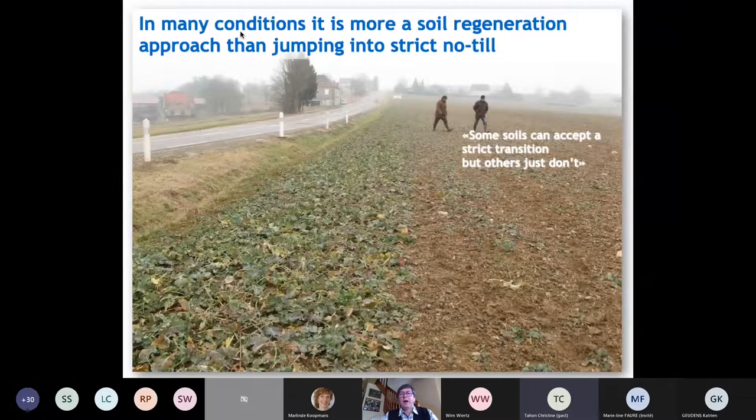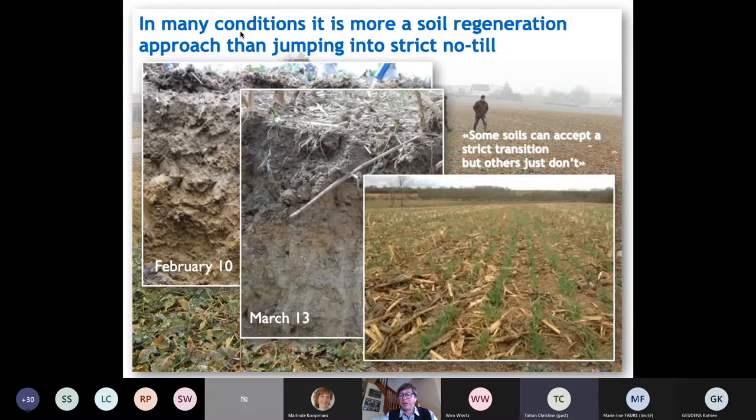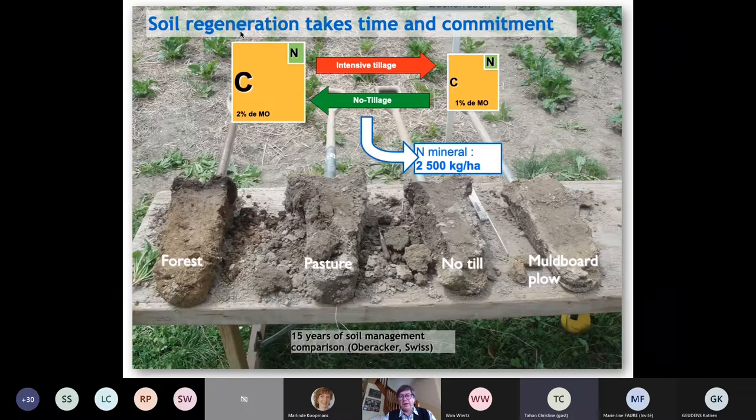Most of the time, and sorry, we call that conservation agriculture, but it is more regenerating soil. And here it's a clay soil in eastern France, very heavily impacted and very compacted. And so after 3 years of change of management, we really moved the soil to a better condition. So we are more in regeneration than strictly going from tilling to no-till. And this is another study and research area in Switzerland, in Oberacker near Bern. And there is 15 years difference between those four spades. And you can see a big difference.